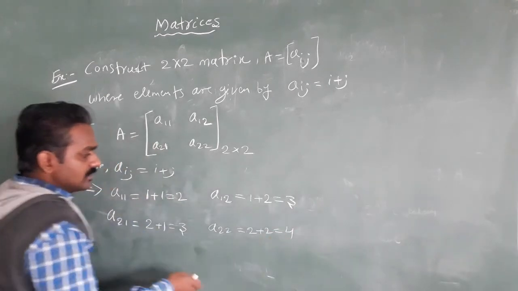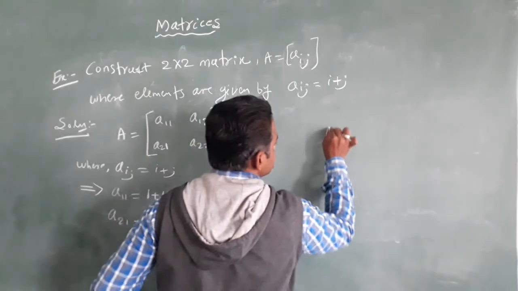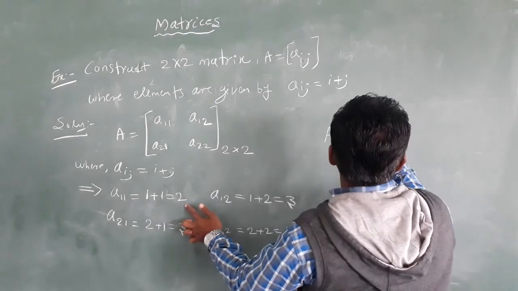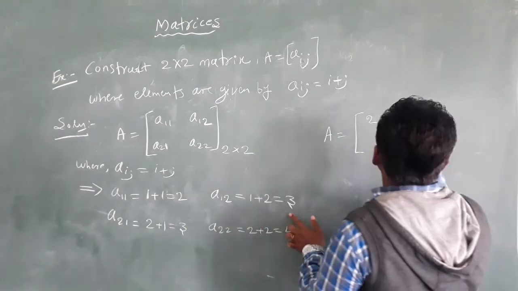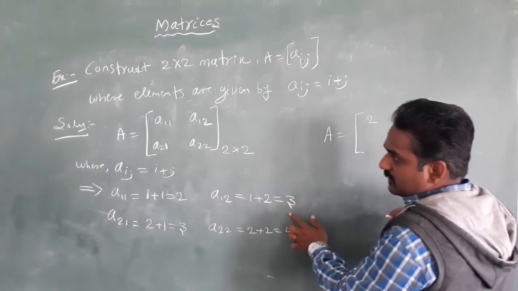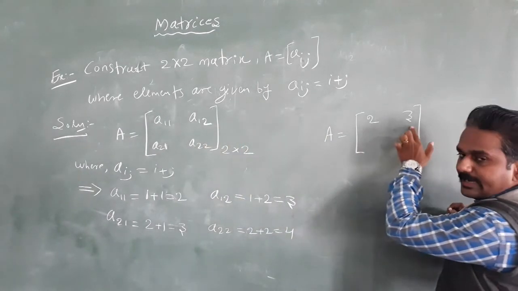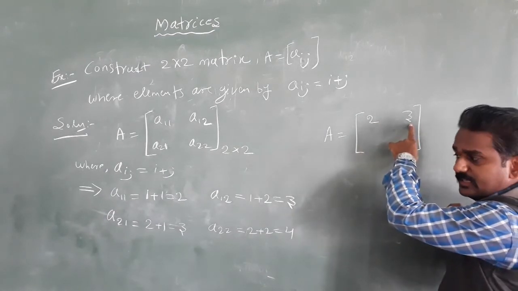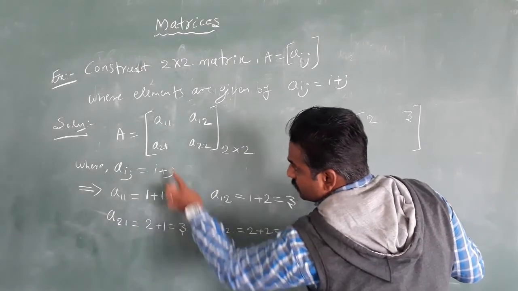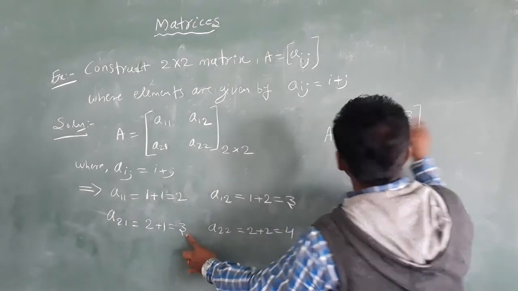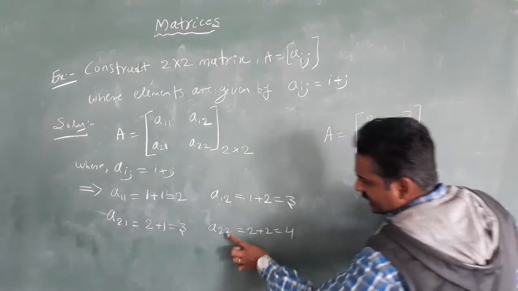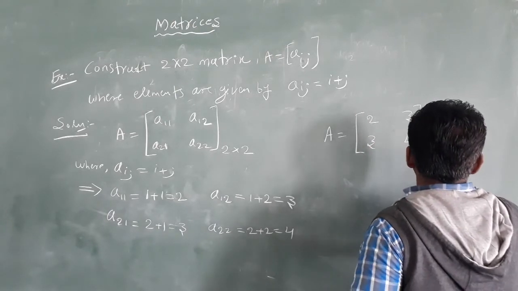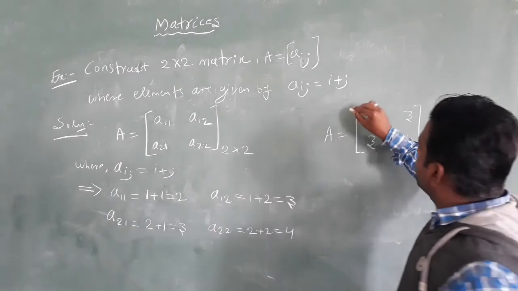Just don't write this much only and leave the answer. Complete the answer first. That is A equal to, what is the A11 value here, students? 2. And A12 value is 3. Complete the square bracket here. First row values are completed. Next, A21 value is 3. You may get the same values, no problem. And second row, second column value is 4. This is the 2 cross 2 matrix they asked.